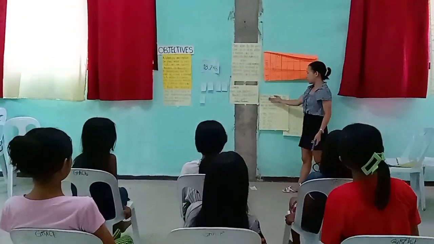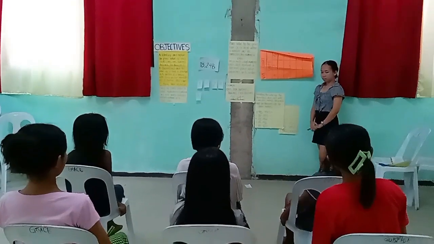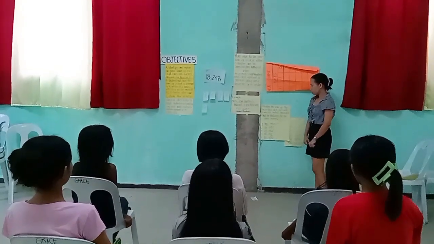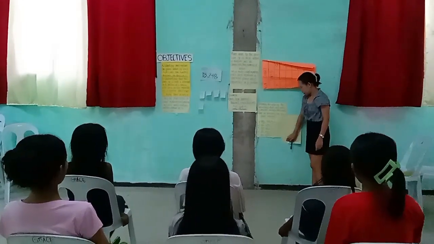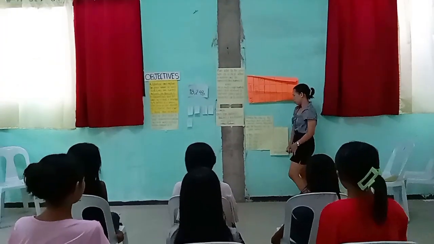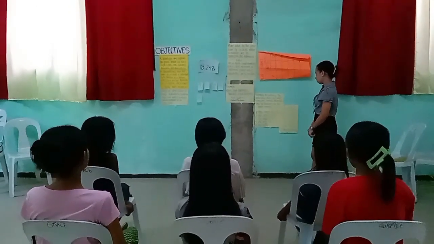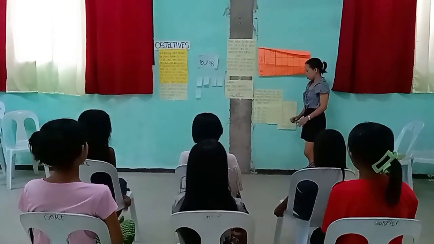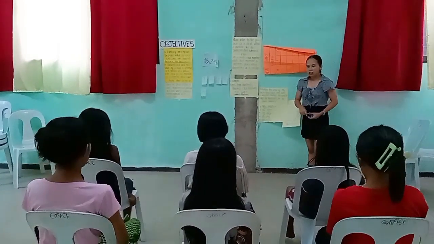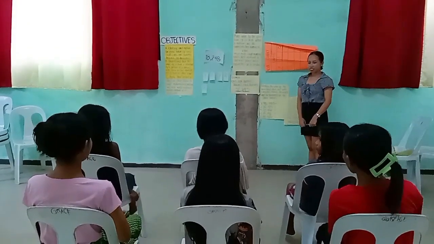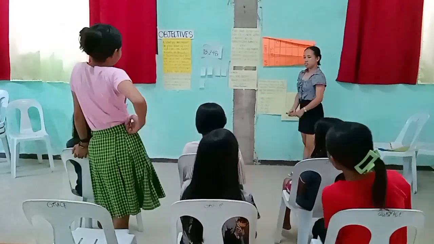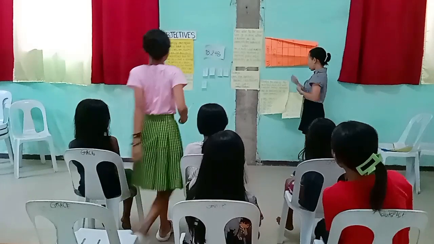So, can you please read the direction of our activity? Identify the value of the underlined digit and write ones, tens, hundreds, thousands, or 10,000 of the given number. Okay, who can answer number 1? Yes, Princess, can you please stand up? Come here. Write the answer on the blackboard.